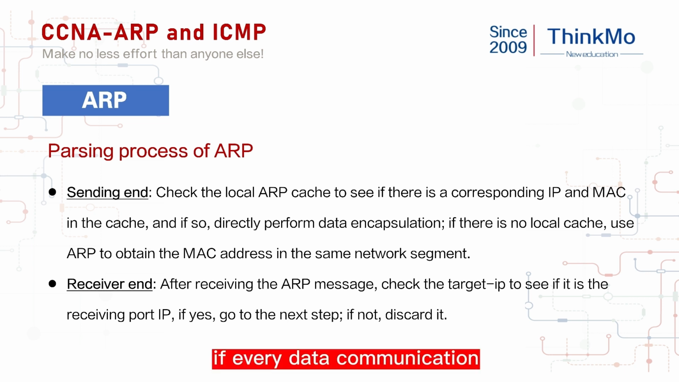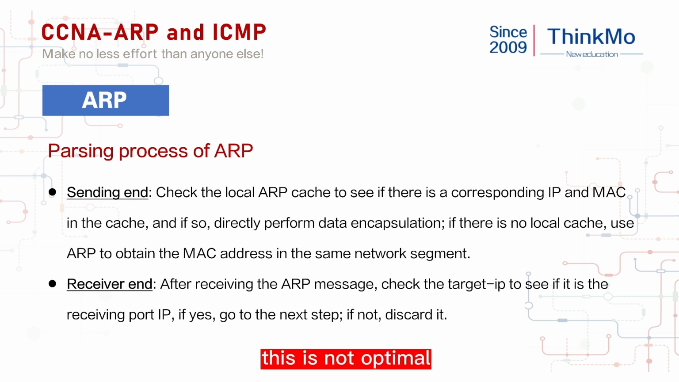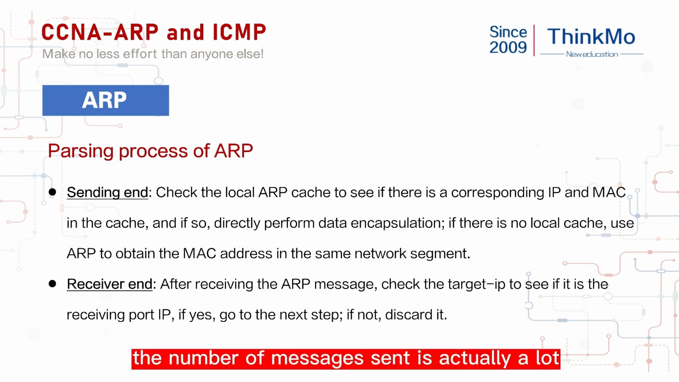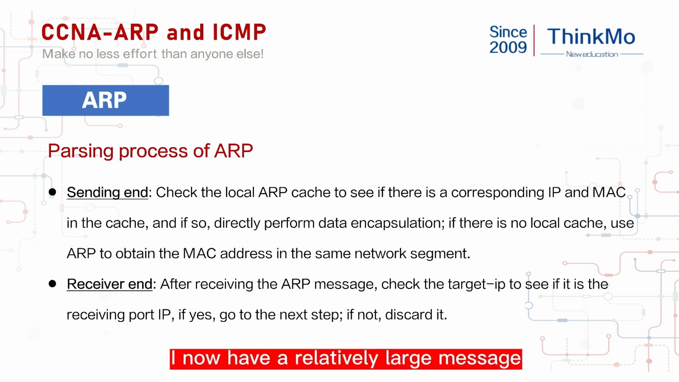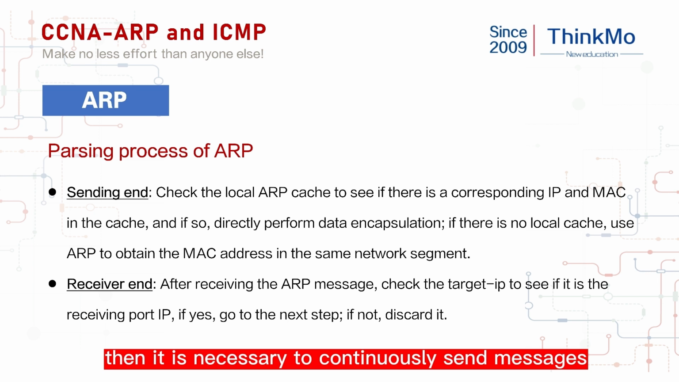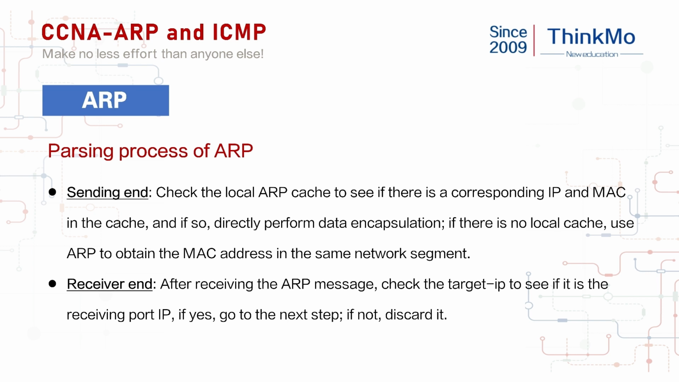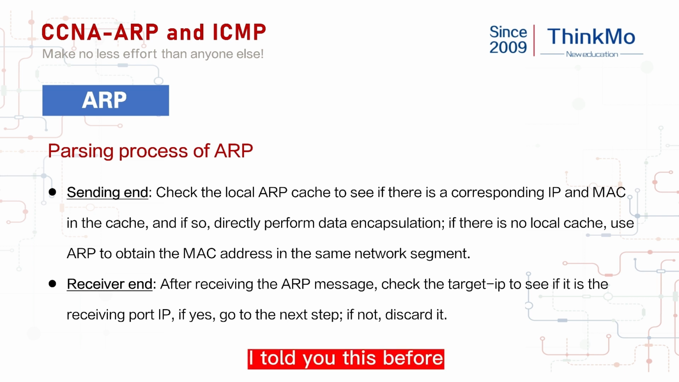If every data communication, an ARP must be sent before communication. This is not optimal. Now on the internet, the number of messages sent is actually a lot. For example, I now have a relatively large message, maybe a few G. If I watch a movie, then it is necessary to continuously send messages. Each packet actually has a specified size. That is, the message will not be particularly large. For each data packet, it has a prescribed value. We call it the MTU value of the link. I told you this before.